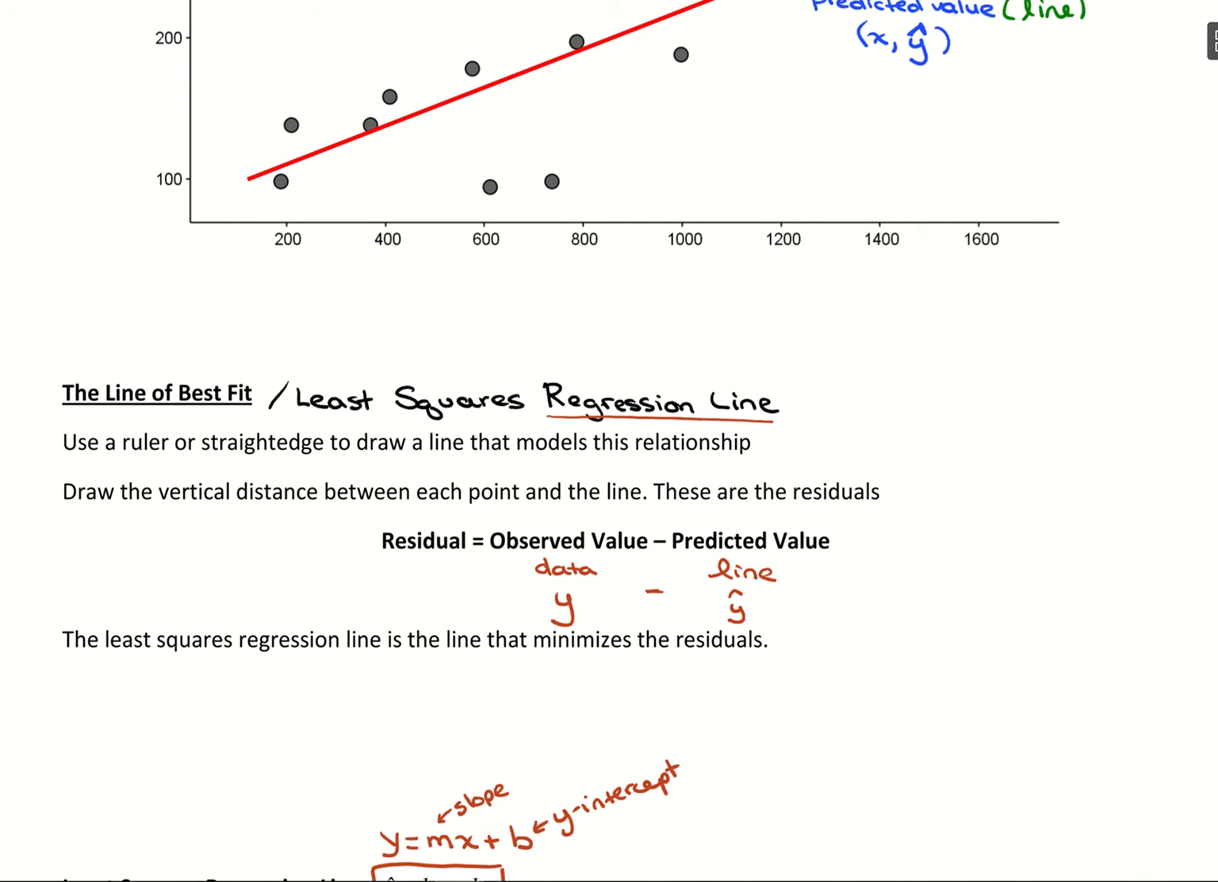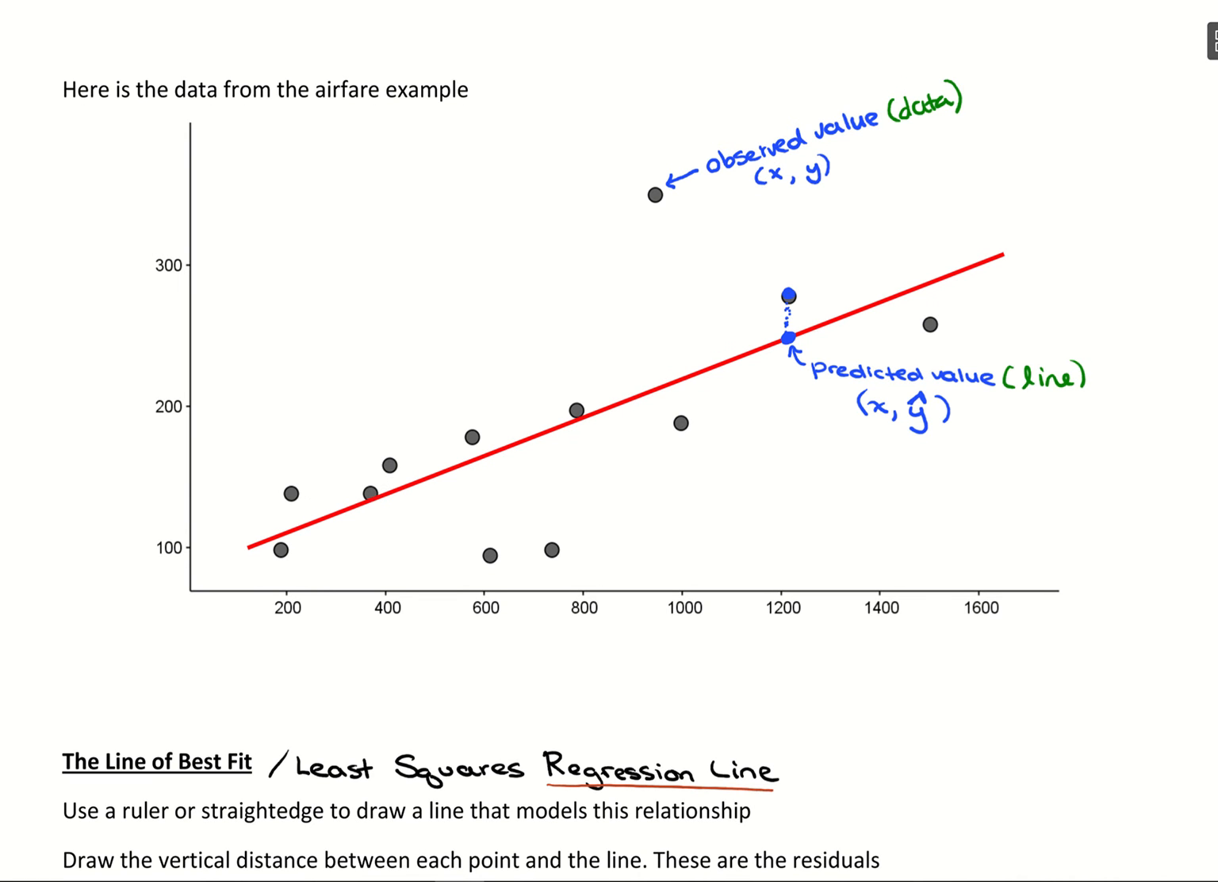Now, when we find this distance, let's say we were doing this for Miami. It's going to have a very large residual. So our y value's up here, our y hat is down there, and we would use the subtraction between the two. If we did that, we'd have this large y value minus this smaller y value.